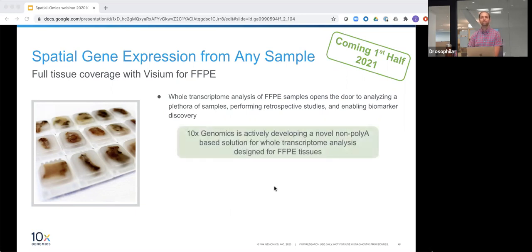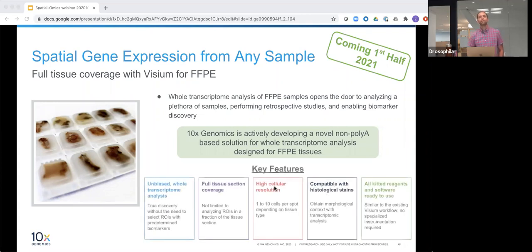At 10x, we are actively developing a novel non-poly A-based solution for the whole transcriptome analysis. It's basically going to have all the same key features of the Visium. However, it's going to be fully optimized for use with FFPE. So it's an unbiased whole transcriptome analysis, full tissue coverage, the same high resolution that you get with the current Visium platform. It's going to be compatible with a variety of histological stains. And like all of our products, you'll have all the kitted reagents and software that will be ready to use.